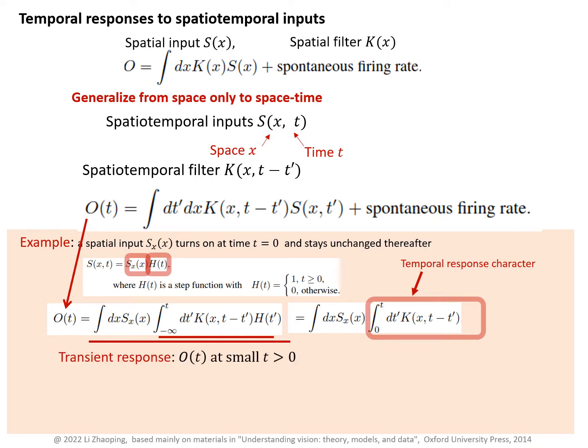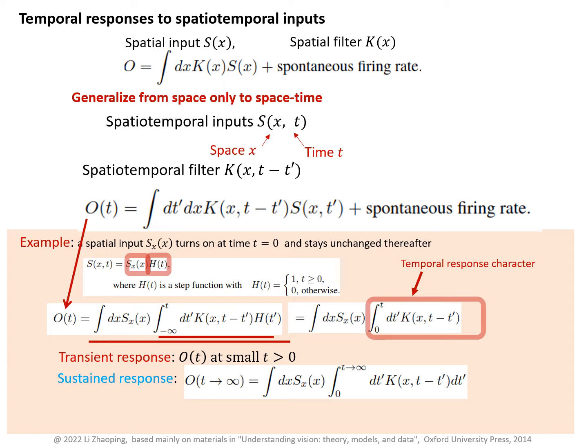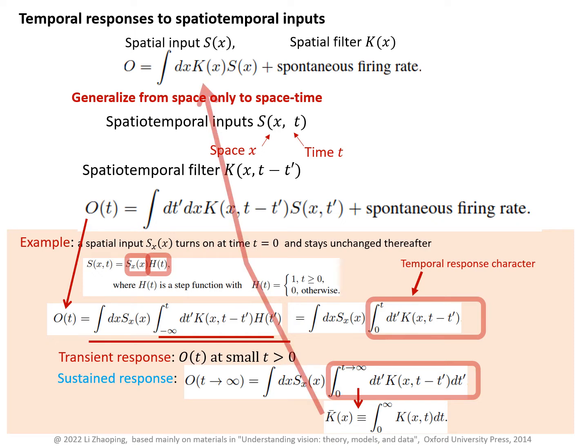In experiments for small t and soon after the input onset, this response is called the transient response. Very long after the input onset, this response is then called the sustained response. And this whole temporal integration can be defined as a spatial function k bar, and this is a function of space x. And this spatial function is then equivalent to our spatial filter K(x) here, as if we can just ignore time when we consider sustained response after we integrate out the whole time duration.